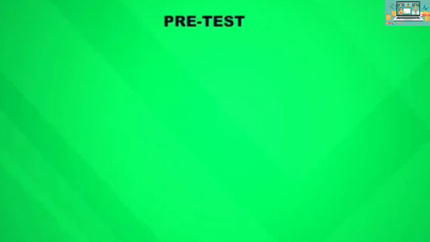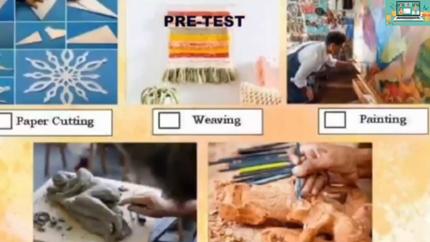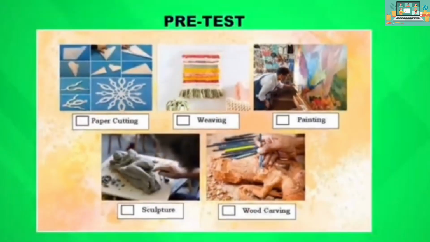Before we start with our lesson, let's have first our pre-test. I have here a list of different artworks. Put a check after each artwork that you think you can also make. You can check more than one item. We have here paper cutting, weaving, painting, sculpture, and wood carving. These are the list of activities you will enjoy in this quarter.